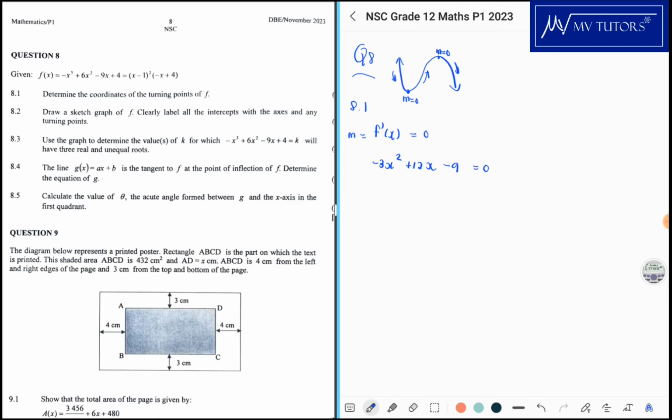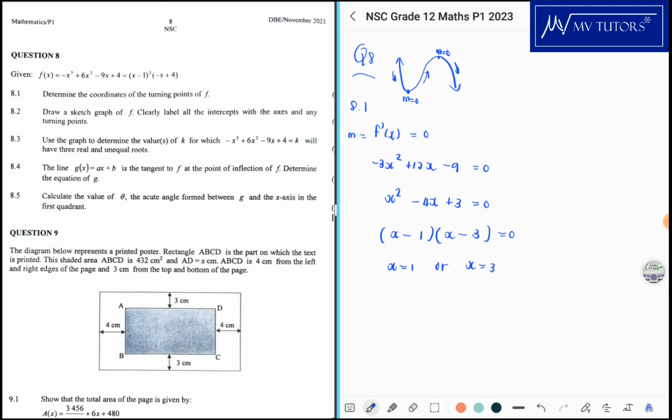So I'm going to divide everything by negative 3. And then I'm going to get x squared minus 4x plus 3. All right, so I can factorize easily here. I don't need to use the quadratic formula. I can just use 3 and 1 because those are the factors of 3. It's a prime number. And for me to get a negative 4, I'll have negative 1 and negative 3, that gives me negative 4. And negative 1 times negative 3 is positive 3. Okay, so then I can say x is equal to 1 or x is equal to 3.